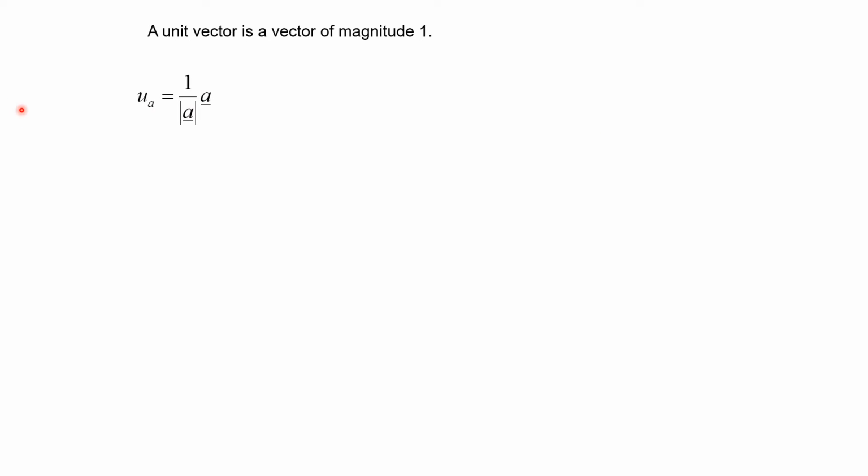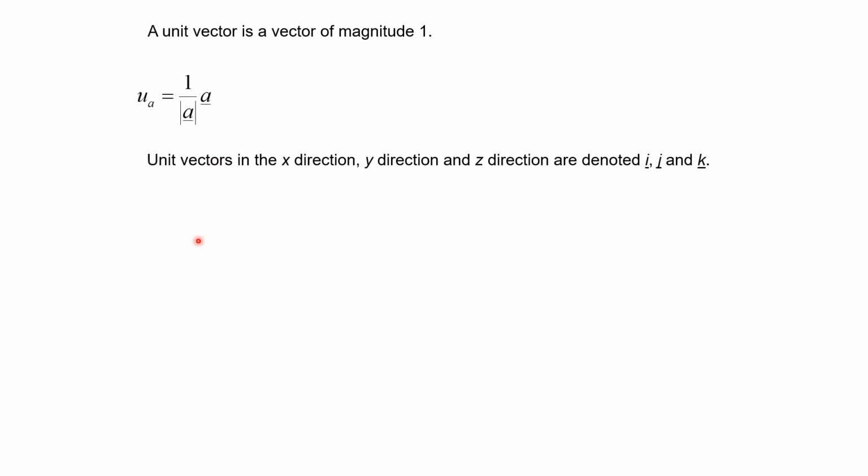So for example, the unit vector for A, we symbolize it with â, equals 1 over the modulus of vector A multiplied by A. So this is the formula for how to get a unit vector. Basically, it's the vector over its modulus, right? And unit vectors in the X, Y, Z directions are denoted using i, j, and k.